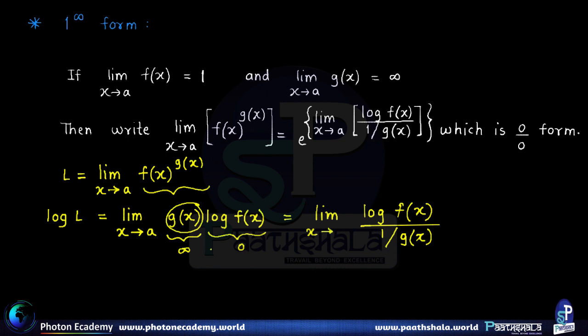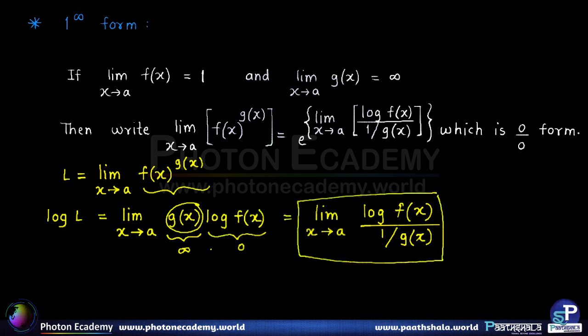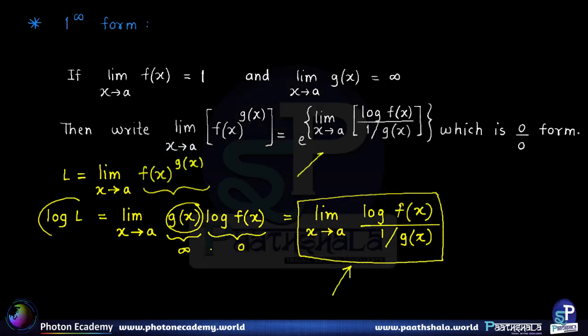Now this becomes the 0 by 0 form, which we can evaluate using L'Hopital's rule. And if you see, this particular quantity which we have obtained is the log of the original limit, correct? So to get the actual value of the limit, we must raise this particular quantity as an exponent of e. So finally we get the answer as shown here. So let us solve one question based on this indeterminate form.